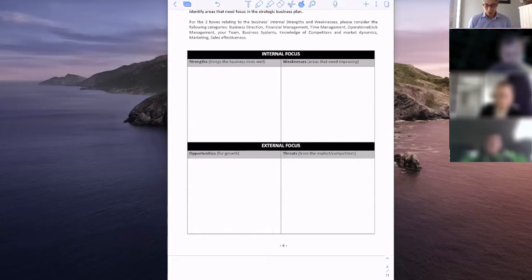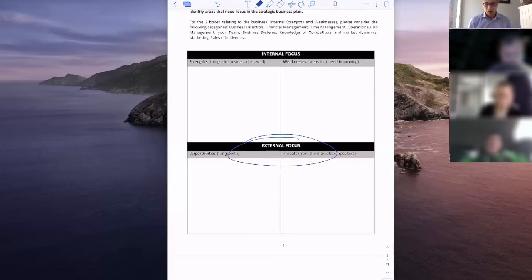SWOT is broken up into strengths, weaknesses, opportunities, and threats. But strengths and weaknesses are generally more internally focused, and opportunities and threats are externally focused. As you can see on this worksheet, strengths are things the business does well, or the people in the business. Weaknesses are areas that need improving, normally internally. External focus is opportunities, generally opportunities for growth, and threats are from the market, from the competitors. I'll go through PESTEL in a minute, because PESTEL really helps us with this area around external focus.